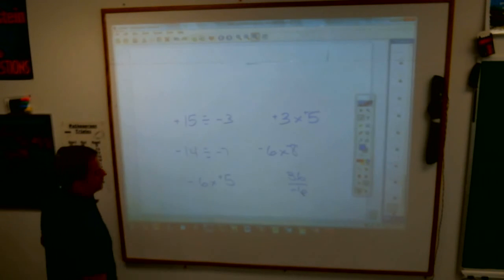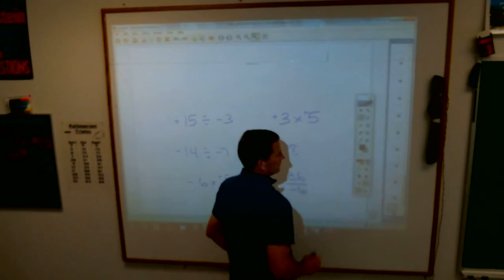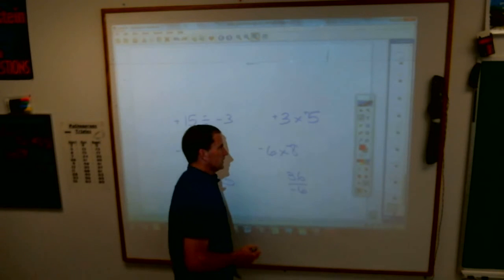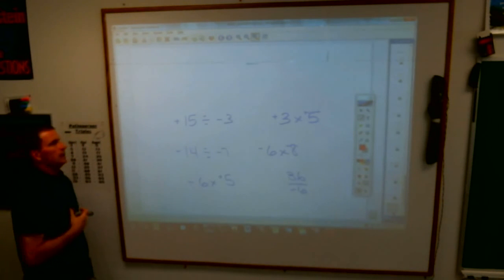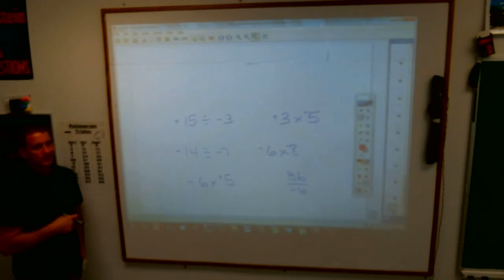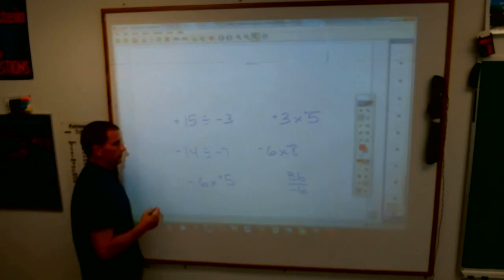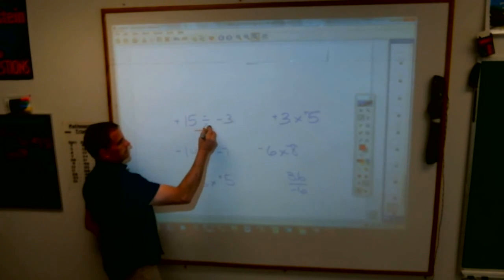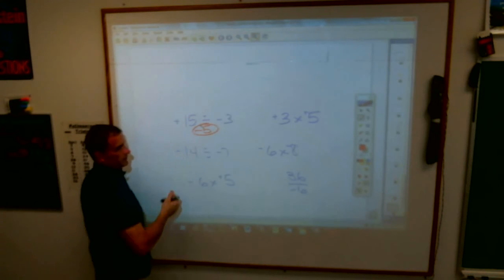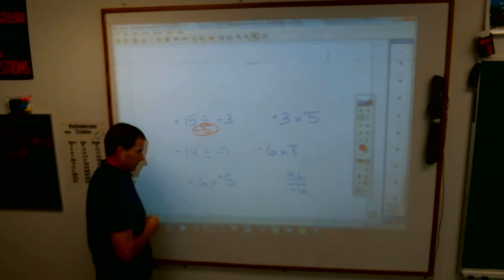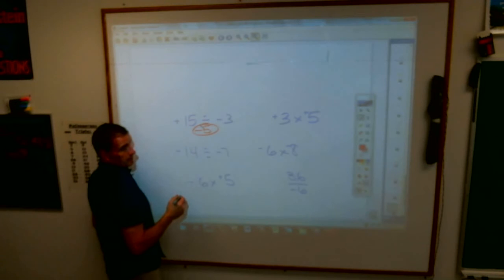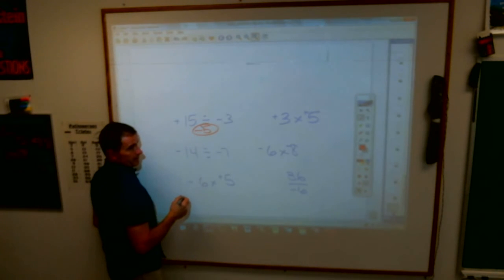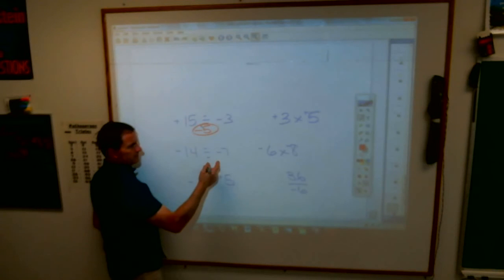Everybody done? You should be done. You shouldn't take that long to write them down. What is a positive 15 times a negative 3, Tyler? Negative 5. What is a negative 14 divided by a negative 7, Carter Westfall? Okay, so negative 14 divided by negative 7. Oh, wait, no. 14 divided by 7 is... oh no, positive 2. Positive 2.